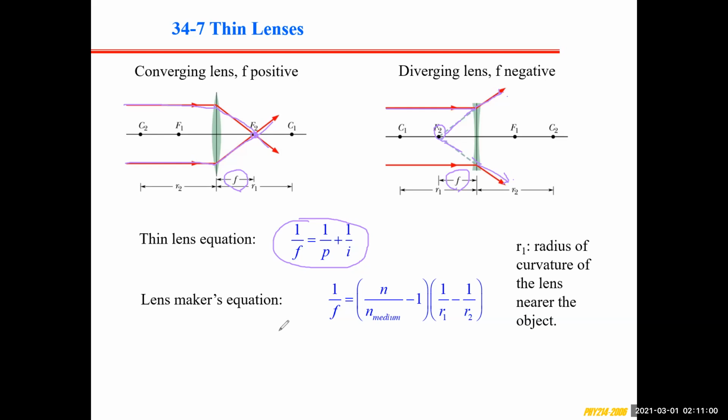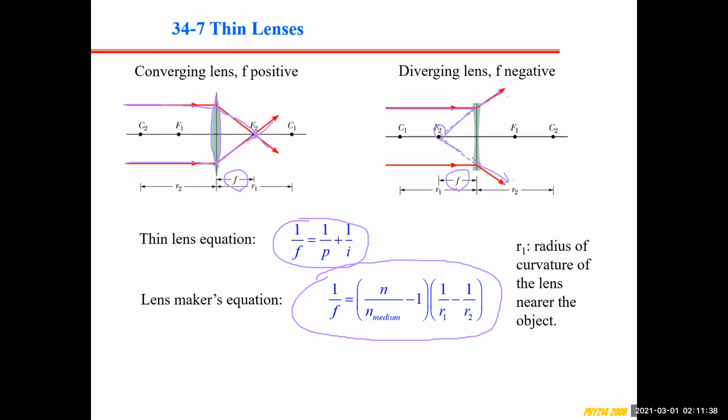And then here's another equation, which we call the lens maker's equation. This is the empirical equation for the lens maker. They will use this equation to determine the focal length of the lens, and that is 1 over F is equal to n, which is the index of refraction of the material over n medium. The medium can be air, can be some other material, minus 1, and then 1 over R1 minus 1 over R2. R1 is the radius of the first surface. R2 is the radius of the second surface.